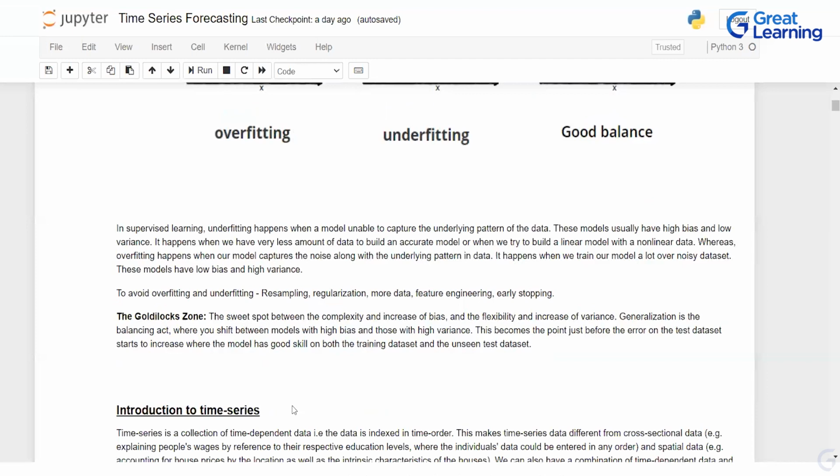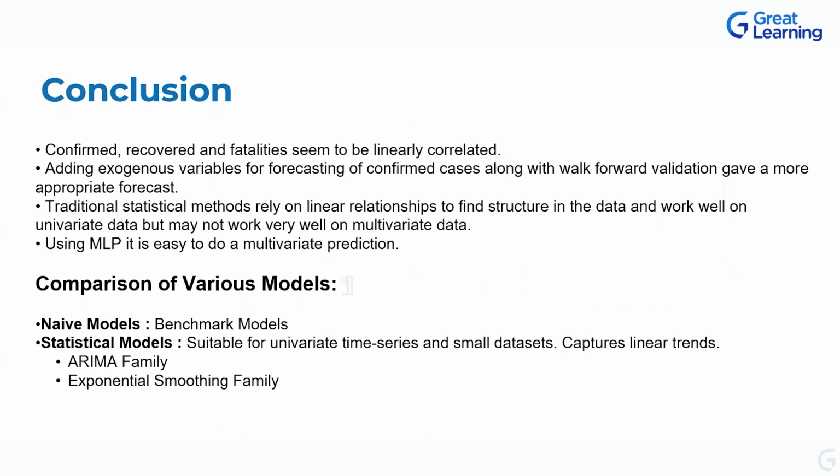Many people don't know this terminology. Again, guys, this is something expected from you when you go for an interview. So what is the conclusion? Confirmed, recovered, and fatality seem to be linearly correlated, we saw. Adding an exogenous variable for forecasting of confirmed cases along with walk-forward validation gave a more appropriate result.